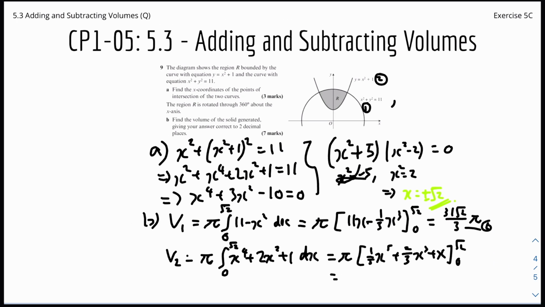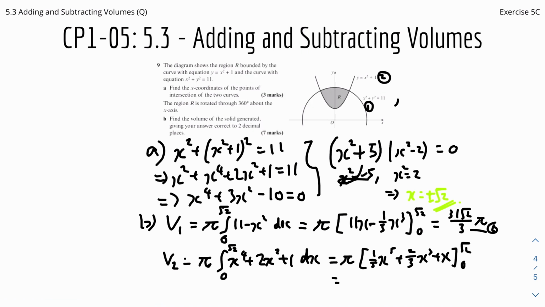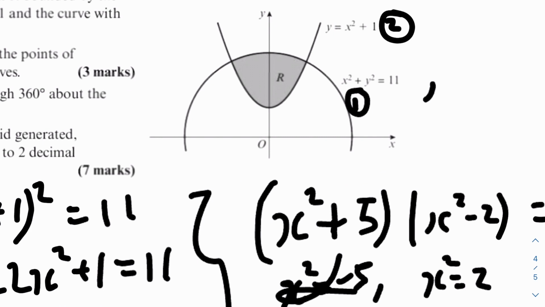Substituting into a calculator, you get 1 over 5 root 2 to the power 5, plus 2 over 3 times root 2 to the power 3, plus root 2, and that gets us 4.431 times pi, which is 13.92, or to more decimal places, 13.921.